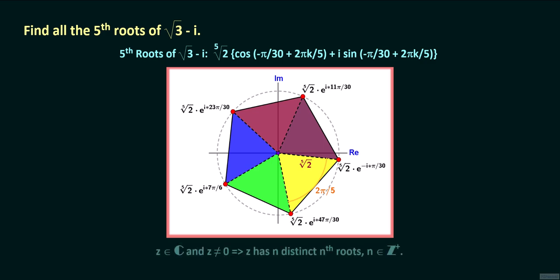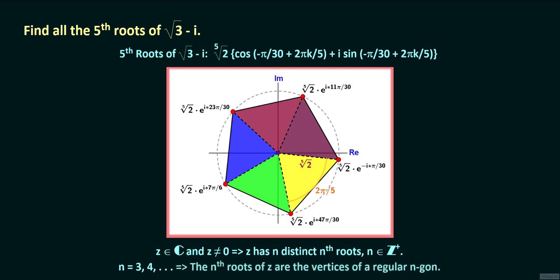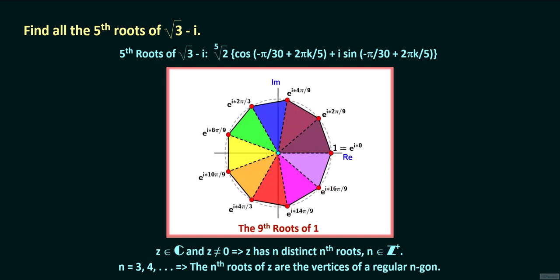To summarize, every non-zero complex number, and this includes non-zero real numbers, has exactly n distinct nth roots if n is a positive integer. And if n is at least 3, then the nth roots of a non-zero complex number are the vertices of a regular n-gon. As another example, here is the plot of the 9 ninth roots of 1 as the vertices of a regular 9-sided polygon or nonagon.